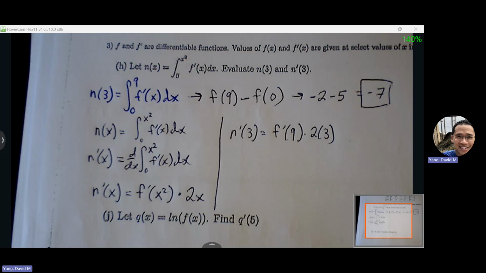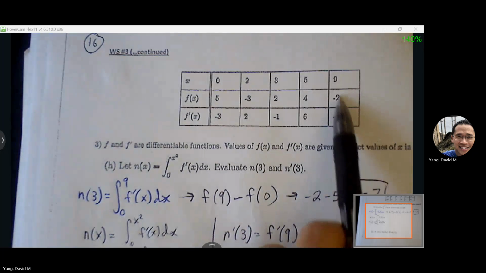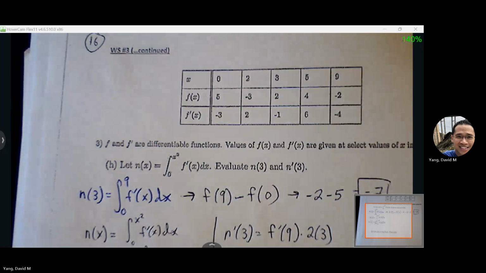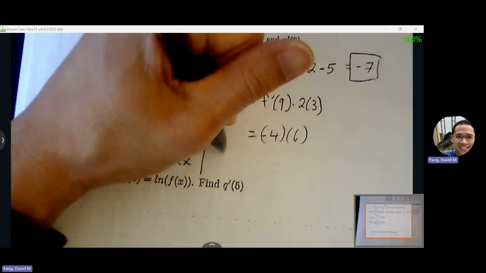Look at our table of values. F prime of 9 is -4. So -4 times 6 is -24.